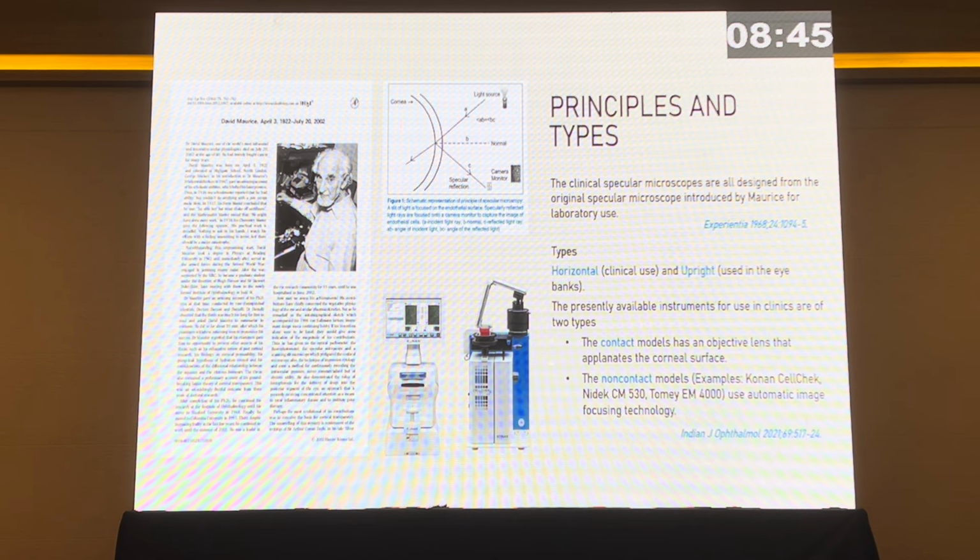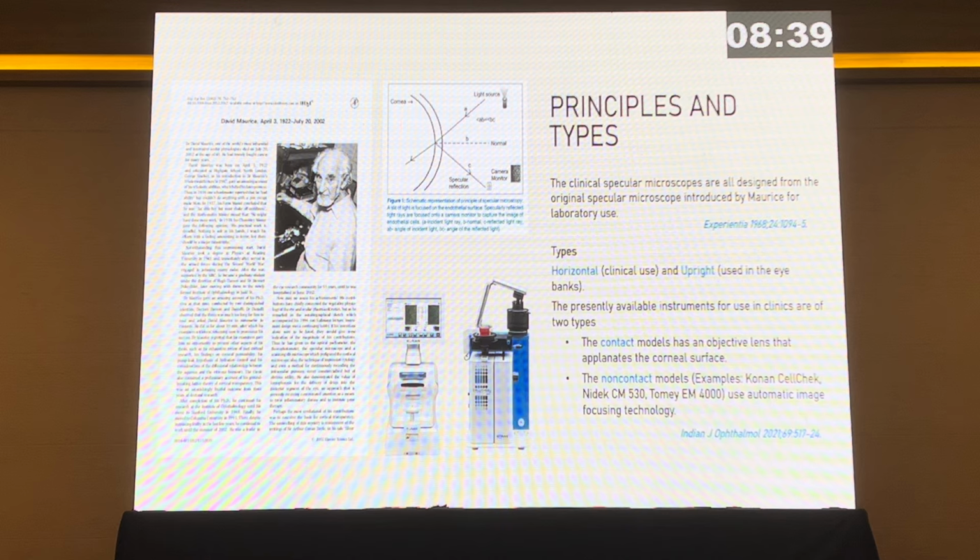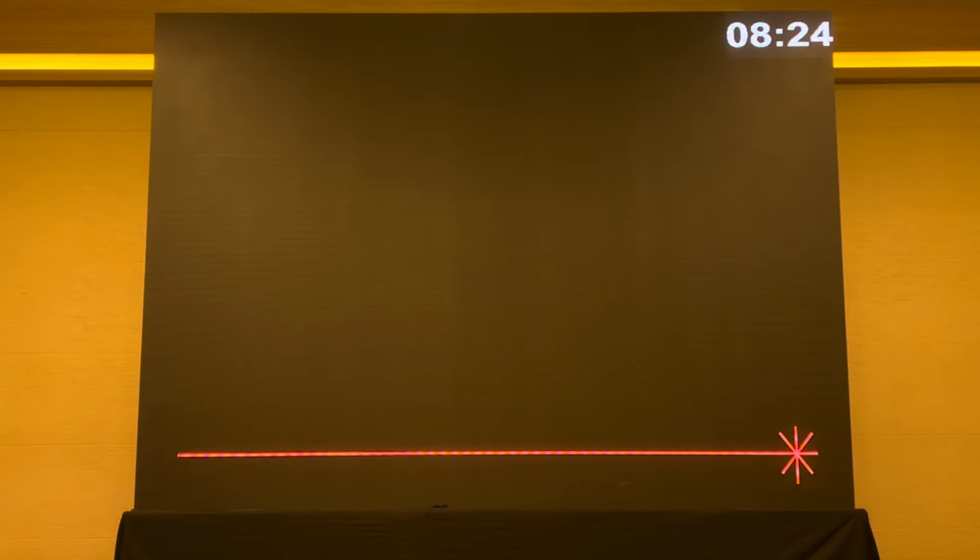As for types, there is a horizontal one which we usually see in the clinics, and an upright one which is used in eye banks. The presently available instruments for use in the clinics are either contact or non-contact. The contact one applanates the corneal surface, so the image will be bigger. The non-contact modules use an automated image focusing technology, so the image will be a little smaller.